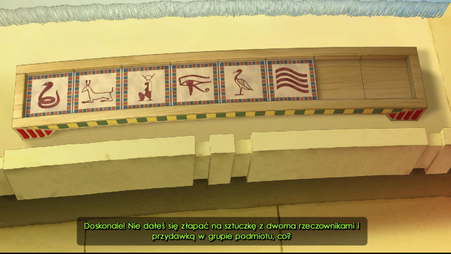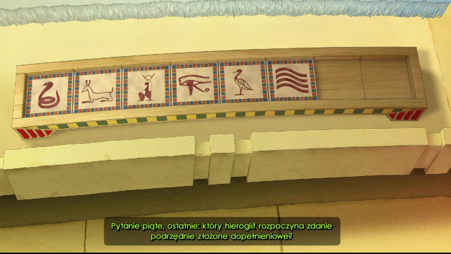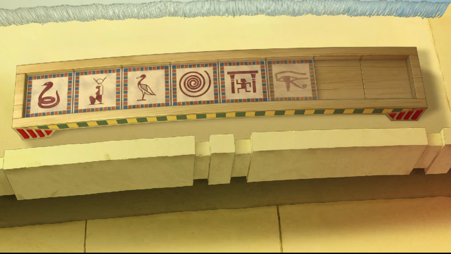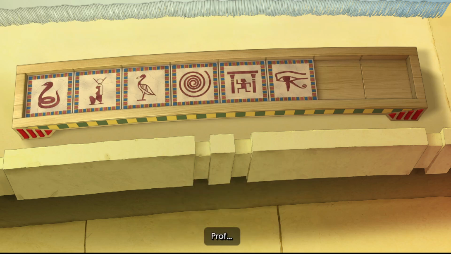I teraz znowu będę. You're talking to Dan Murray. Not to worry. Fifth and last question. Which hieroglyphic begins the subordinate clause of the noun? Bad. Come back later.